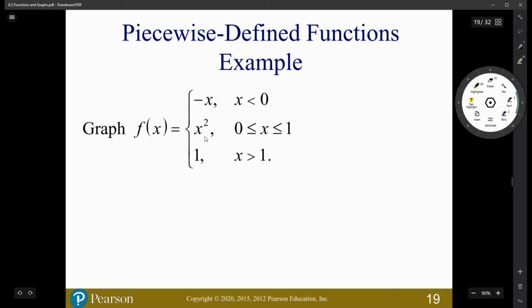F of x is equal to x squared for all x values between 0 and 1, where 0 and 1 are both included. So another way to write that is 0 to 1. And then finally, f of x is equal to just 1, so a horizontal line, for all x values greater than 1. The graph of this function will look like three separate curves or lines put together.